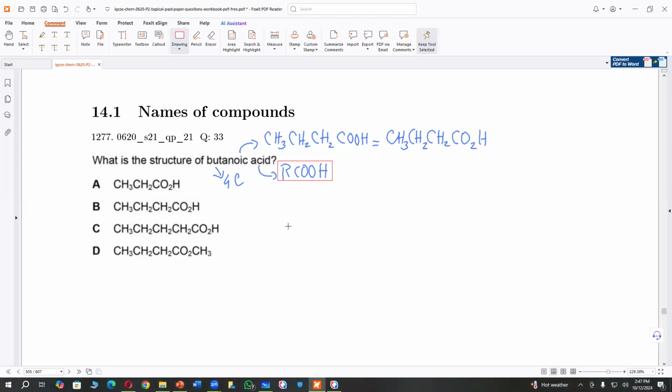Is it because butane is C4H10? But this is not butane. But means 4 carbon, but this is not butane. It's butanoic acid. The name is not alkane. It is an alkane derivative. So half of the word is but, you won't take butane, you will take butanoic acid.